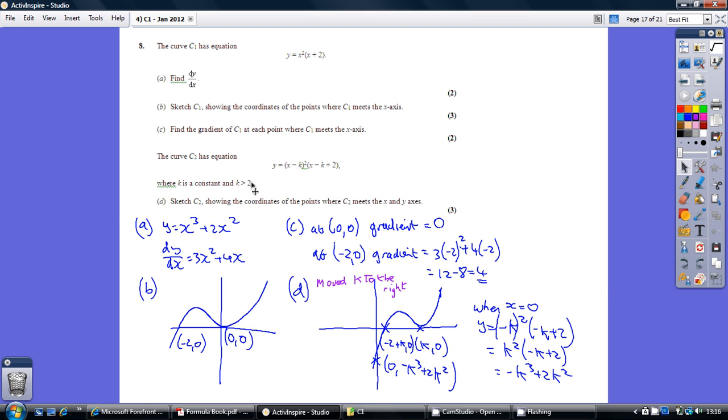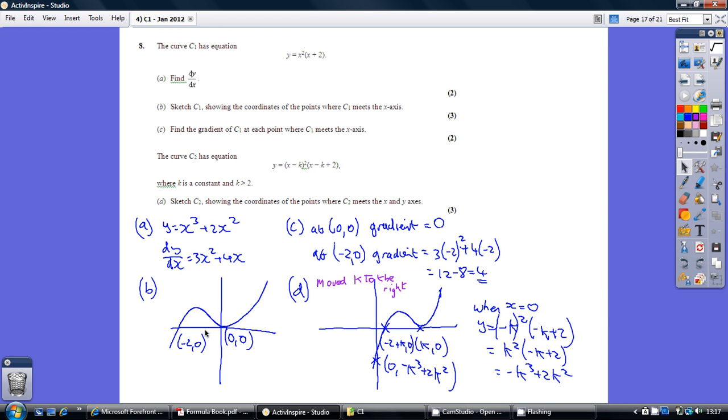Now we're told that k is greater than 2, so taking this point here it's going to shift it to the right more than 2. So we basically can shift this one over here to more than 2. So basically that point becomes minus 2 plus k, 0 as a coordinate, and the 0, 0 becomes k, 0 as a coordinate.